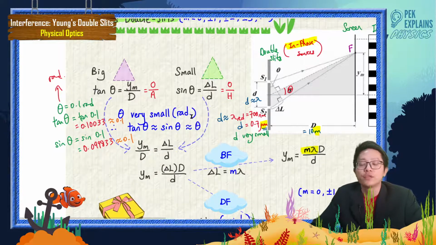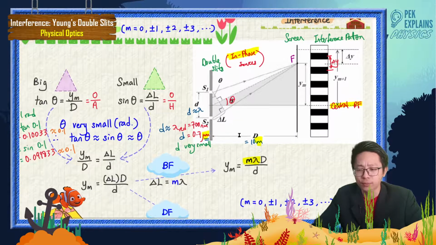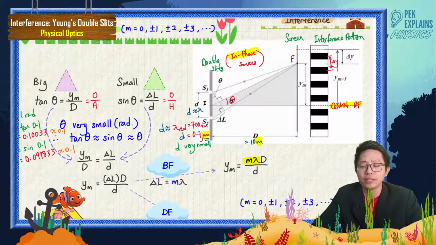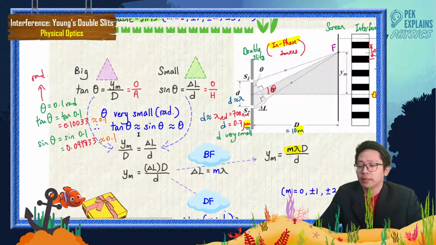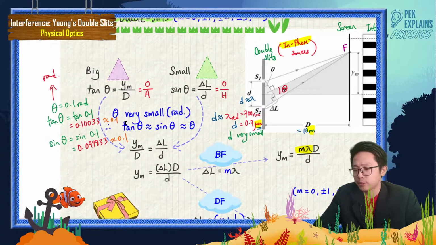So when theta is very small, why can I say theta is very small? Because this big D is very far away in terms of meter, but the separation between two slits is very small in terms of micrometer. How big is the difference you see between the micrometer and meter? So that's why the interference pattern also forms not very far away, compared to the big separation, big D. That's why theta becomes very small. So they are almost equal.